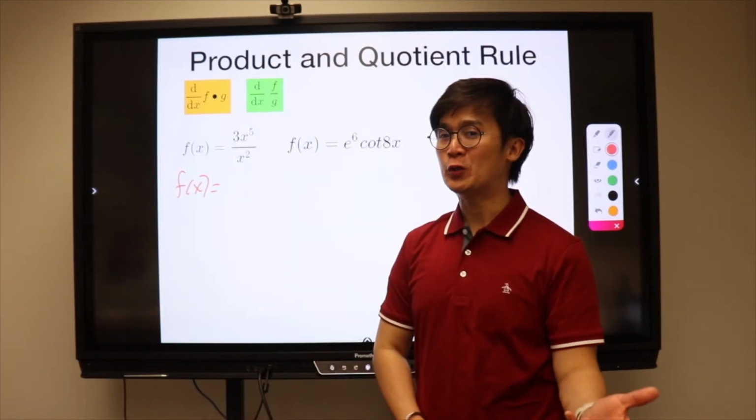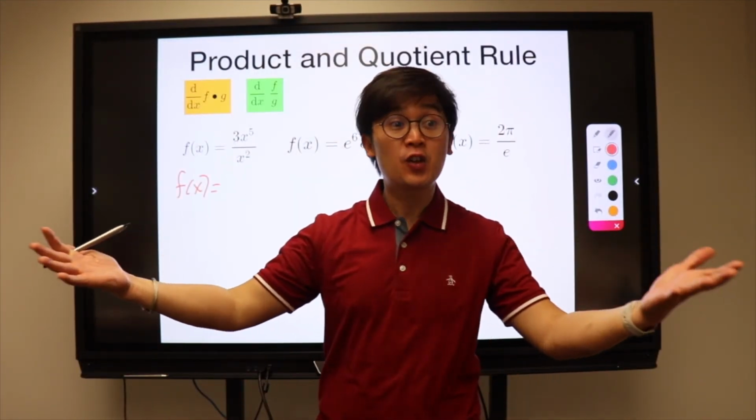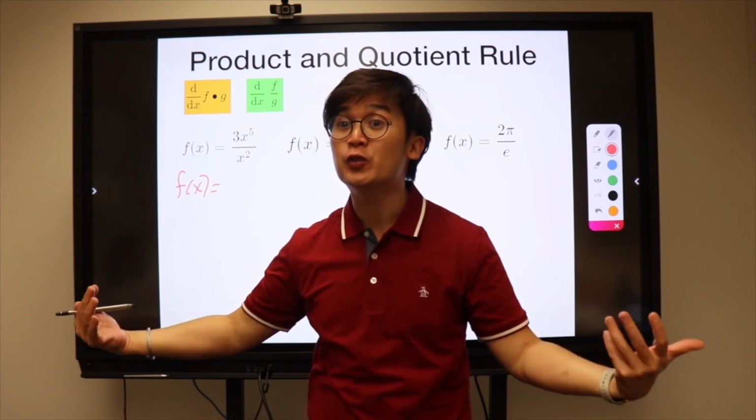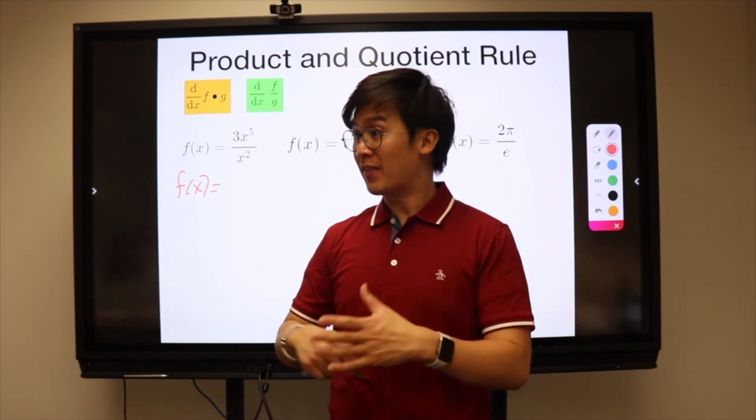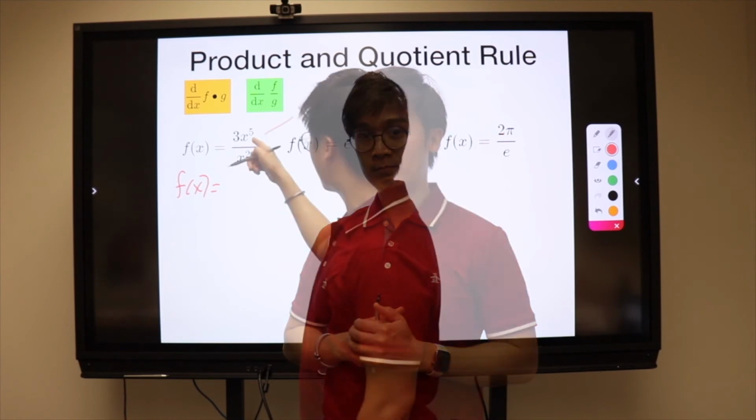What rule did you use to answer problem number 1? I'm not asking you for your answer, but tell me the rule that you used for number 1. The quotient rule? Because this.